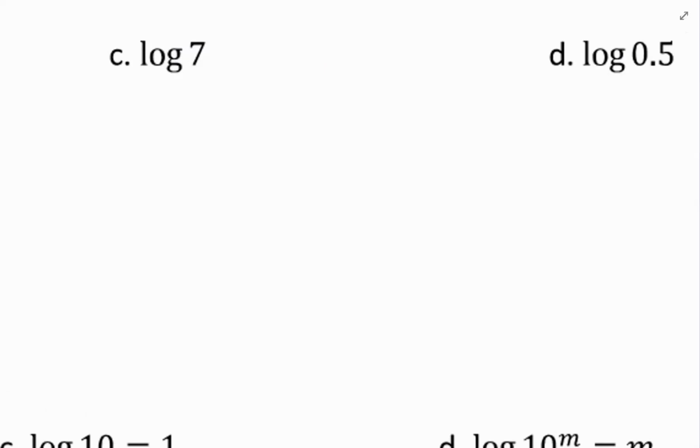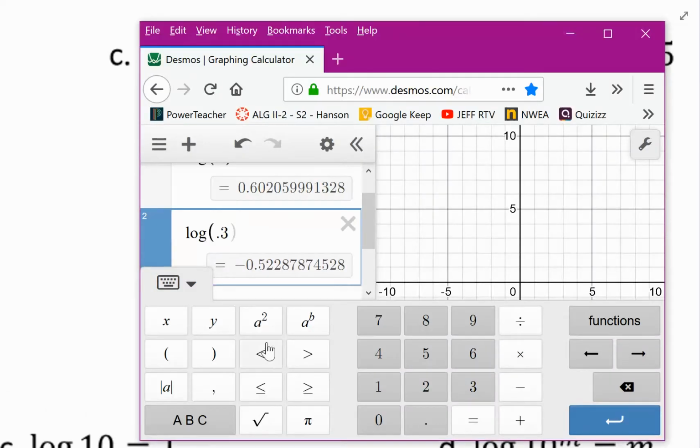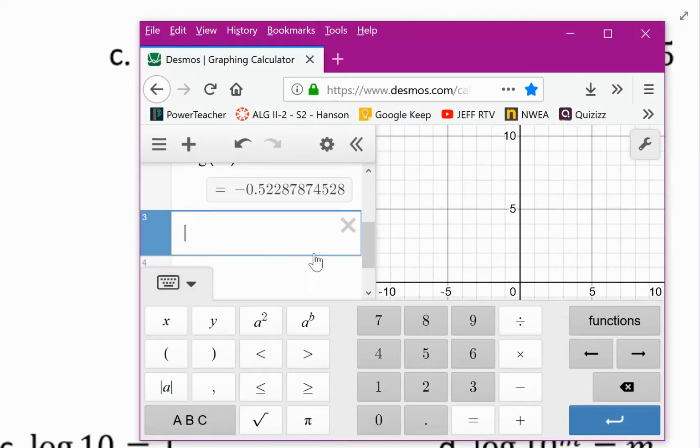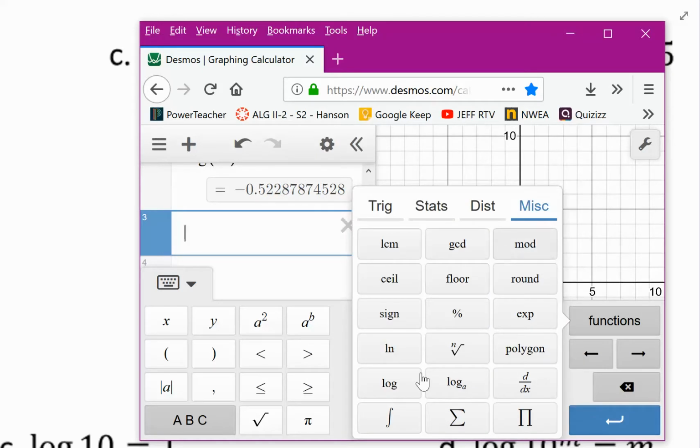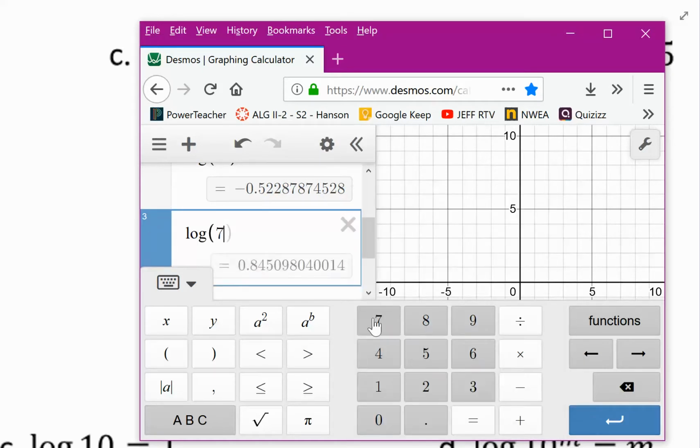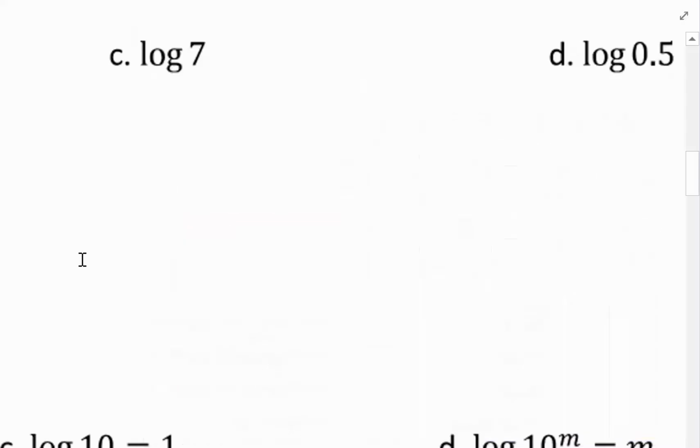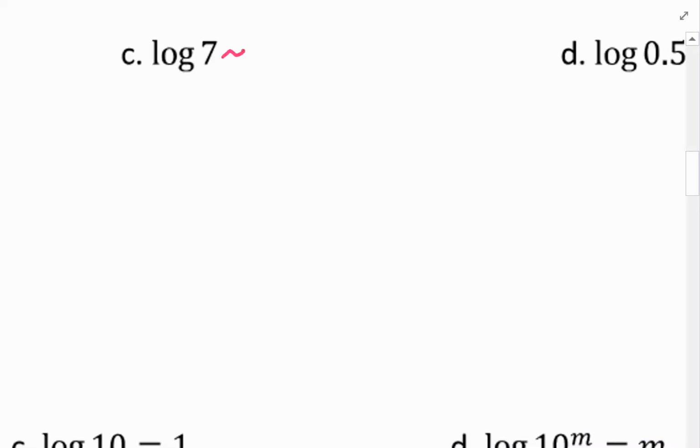Log of 7 is 0.85 if we're rounding, approximately equal to 0.85.